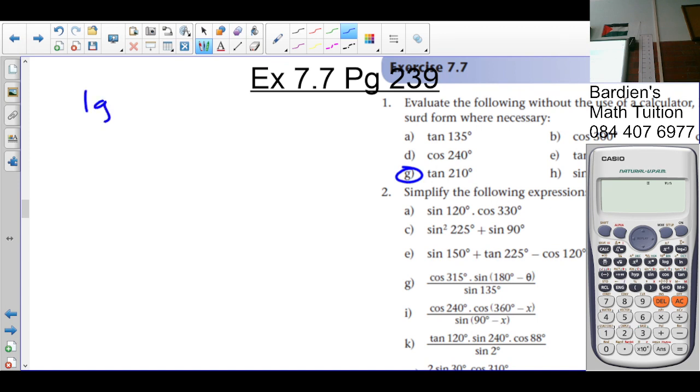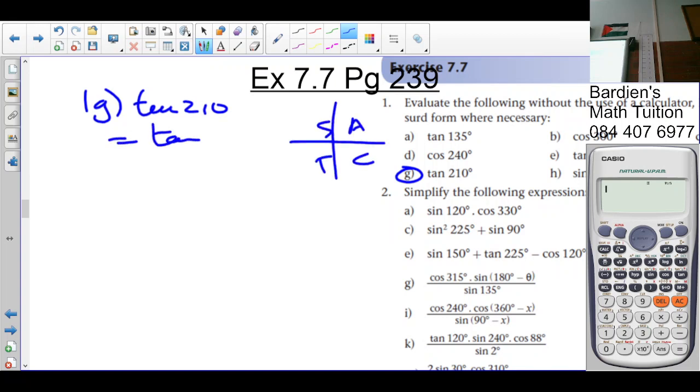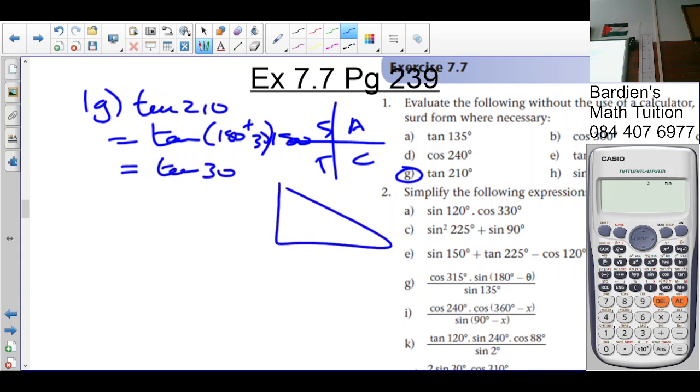1G. So it's going to be tan 210. Which quadrant is 210? Third quadrant. So it's going to be 180 plus 30. In the third quadrant, tan is positive. Tan 30. So it's 1, 2, root 3. Tan is opposite over adjacent.